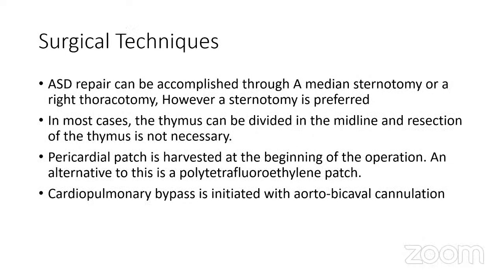ASD repair surgically can be accomplished through a median sternotomy or a right thoracotomy. However, a sternotomy is preferred because it allows for correction of associated anomalies discovered during the surgery, and because the thoracotomy carries a high risk of air embolus and right phrenic nerve injury. In most cases, the thymus can be divided in the midline, and resection of the thymus is not necessary.